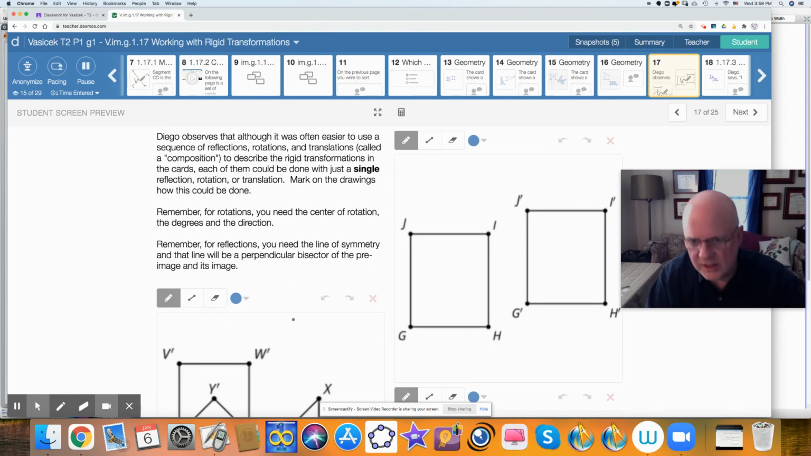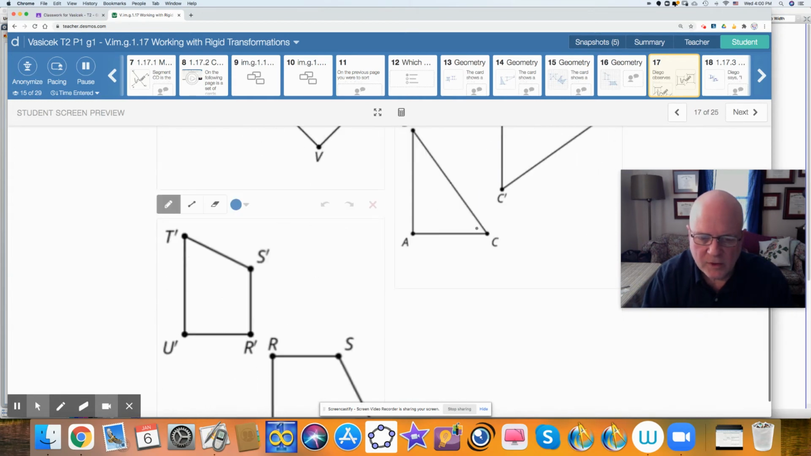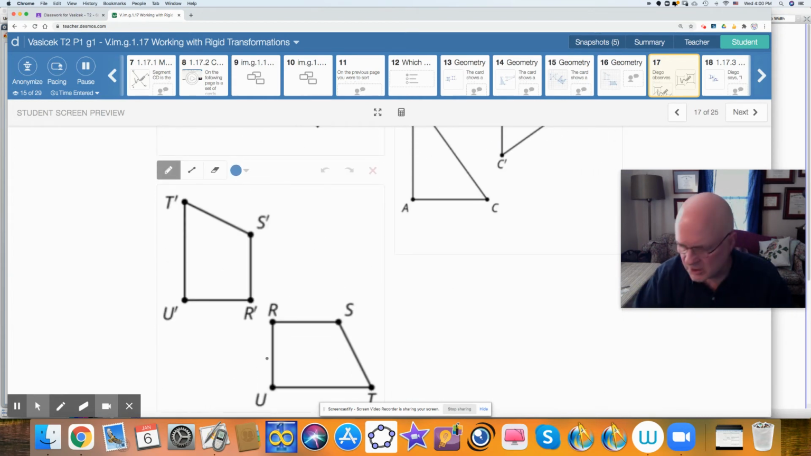Some of them are pretty easy to see, like this translation, where we translate from J to J prime by a directed line segment. Or maybe the one down here where you're doing a reflection. If you did a segment between these two and found its midpoint and drew the perpendicular line to that midpoint, this would be the line of reflection. And so you could reflect it with one transformation.